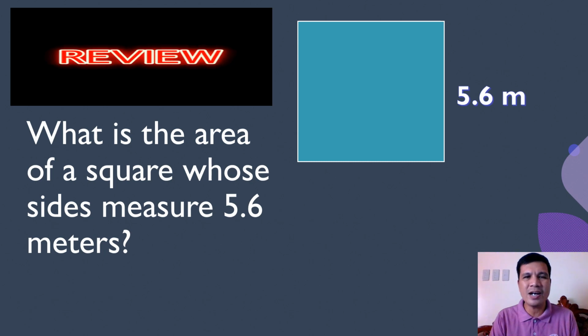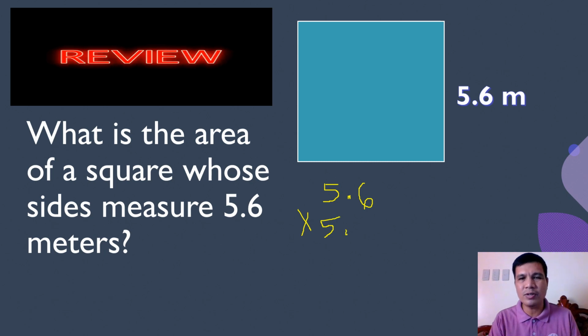What is the area of a square whose sides measure 5 and 6/10 meters? What are we going to do? Multiply. What are we going to multiply? Yes, we are going to multiply 5 and 6/10 by itself, or 5 and 6/10 times 5 and 6/10. Again, what is our rule in multiplying? Multiply as whole number. Let us multiply.